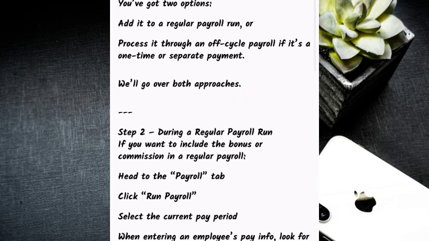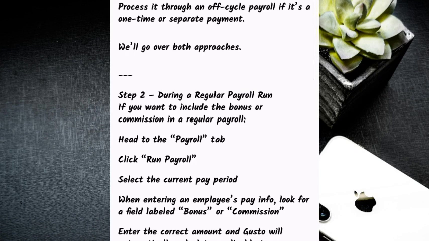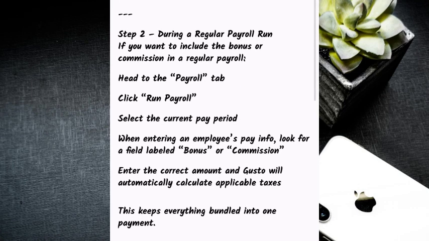Step 2, during a regular payroll run. Now if you want to include the bonus or commission in a regular payroll run, what you need to do is head to the payroll tab, and then you're going to click on run payroll, and now you're going to select the current pay period. And when entering an employee's pay info, you want to look for a field labeled as bonus or commissions. Now you can enter the correct amount, and Gusto will automatically calculate applicable taxes. Now this keeps everything bundled into one payment.